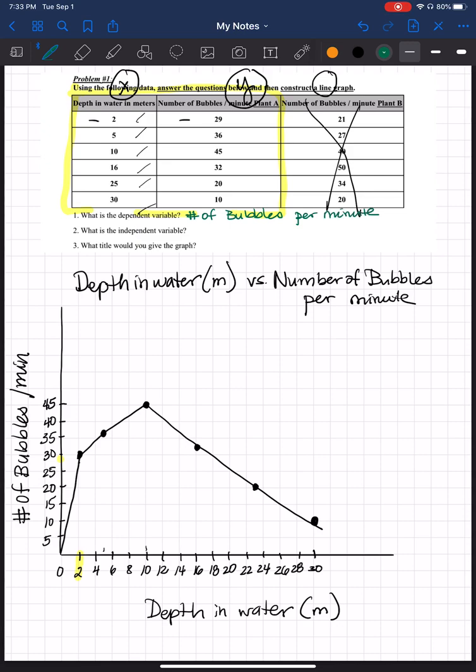And then which leaves us with the other one, independent variable. That's the one that is changing. The scientist, the person conducting the experiment, is the one changing this. Which then we only have one other choice, which is depth in water, and then meters. You gotta make sure you put your units in there. And then what title would you give that graph? We gave it 1, which is that one right there. Right, so that's how you make a line graph.